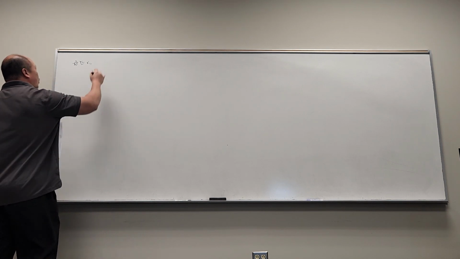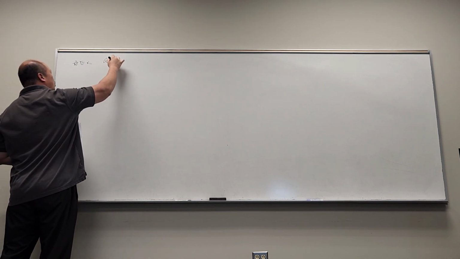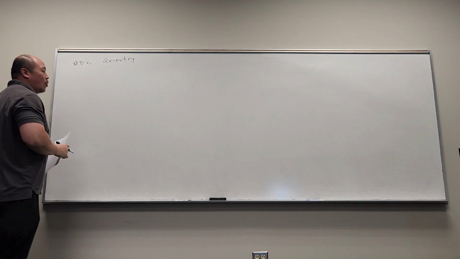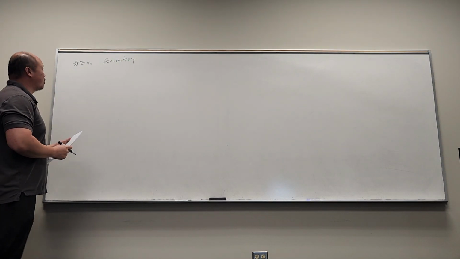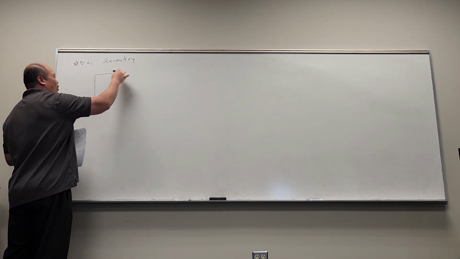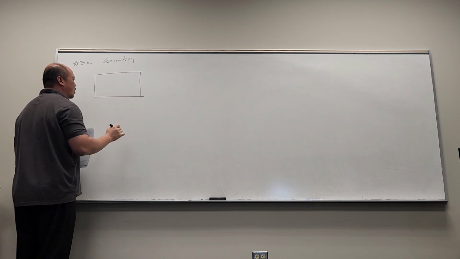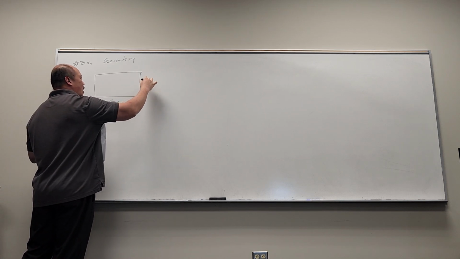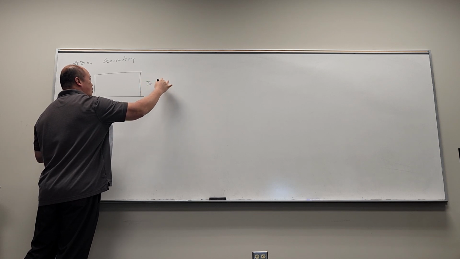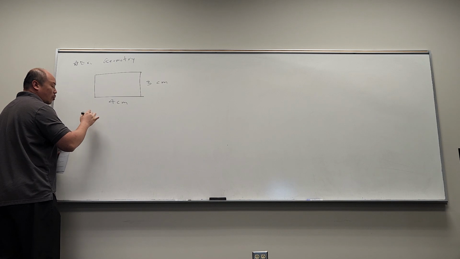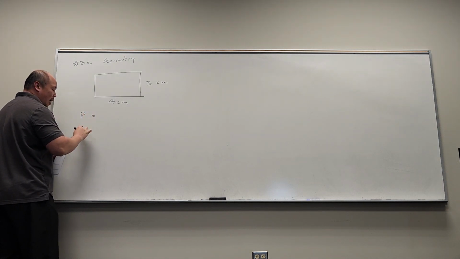So we are now going to geometry. And I'm going to include some of those metric units in there, right? So we have a rectangle, for example. Say this is 4 centimeters, and this is 3 centimeters. Now, it's the usual stuff, right? We're looking for the perimeter and the area.